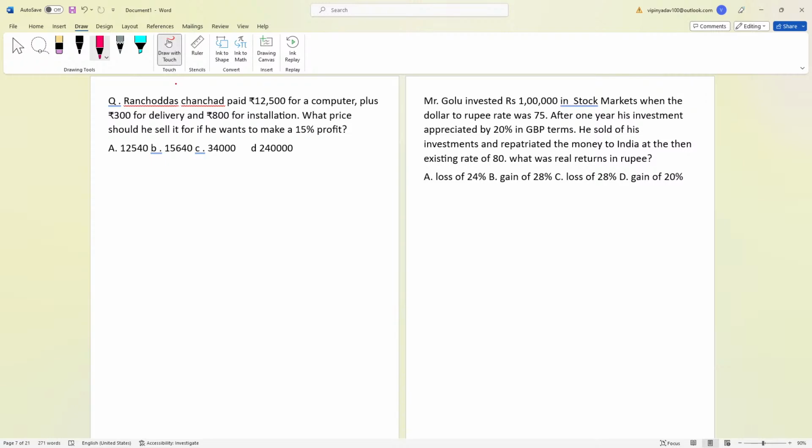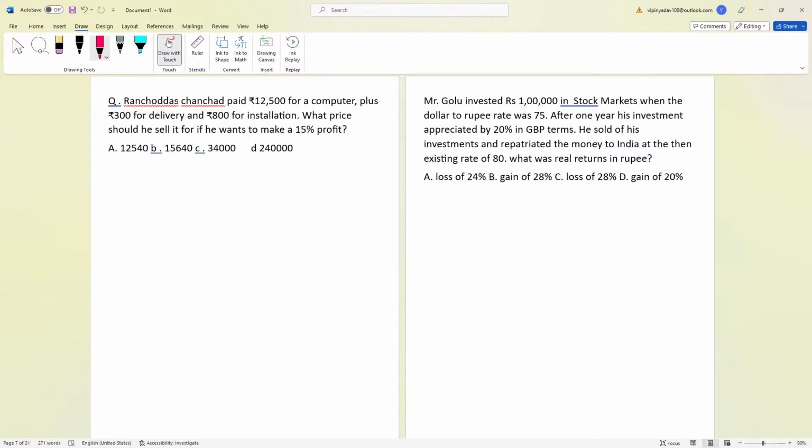So here we have Ranchhoddas Chanchad, paid what? Basically 12,500 for a computer. Now, let me tell you, this is the question which involves whenever we order something from Amazon or any site, some additional charges are also added in that. So that overall part will be the cost price for us, if we are the shopkeeper.